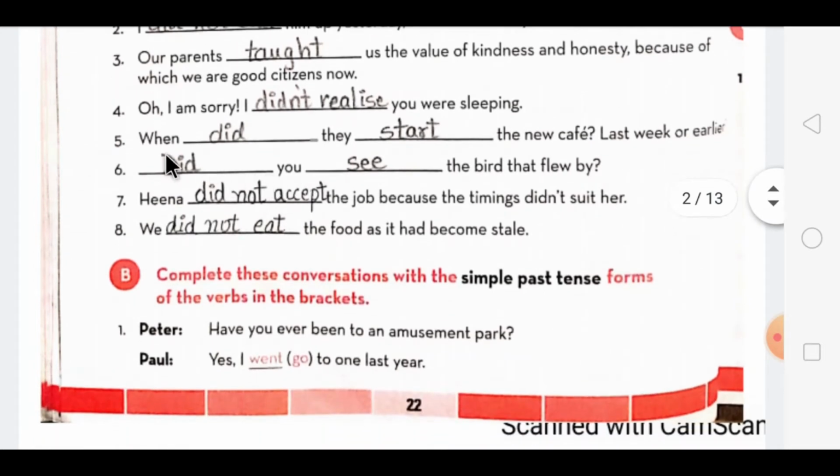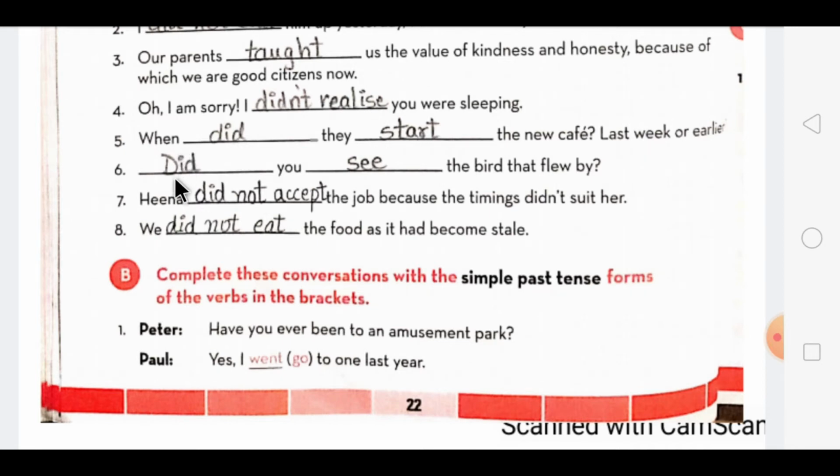Then the fifth one, it's a question form, so the question word is coming over here. With that you have to use did, they, and the V1 form: Did they start the new cafe last week or earlier? See children, whenever you are writing a question or a negative sentence in the past tense, the did form you have to use with the V1 form of the verb.